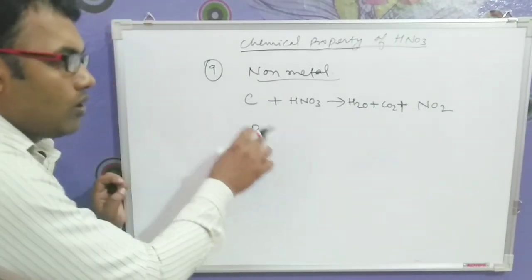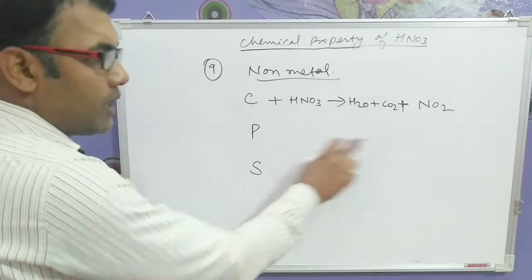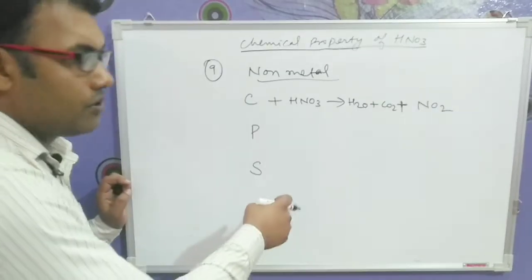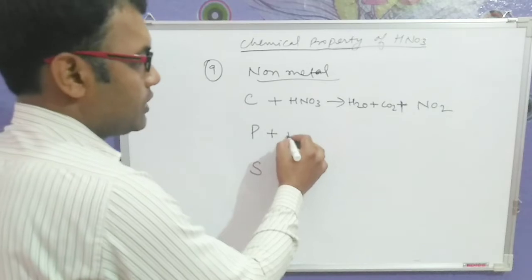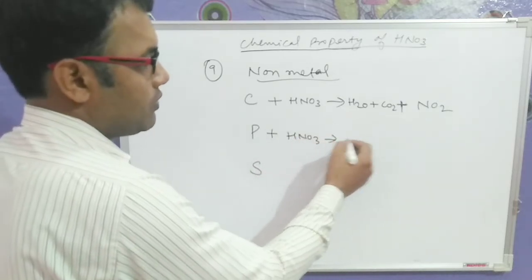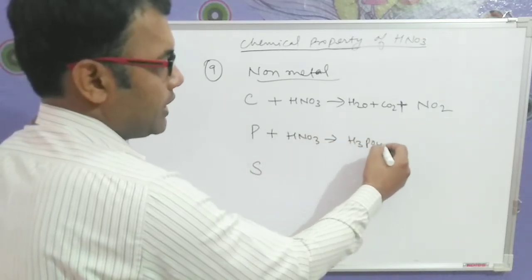Okay. So one by one, before balancing, I am writing all the reactions. Then I'll tell you the trick for this. So phosphorus plus nitric acid, what does this form? This will be forming phosphoric acid.